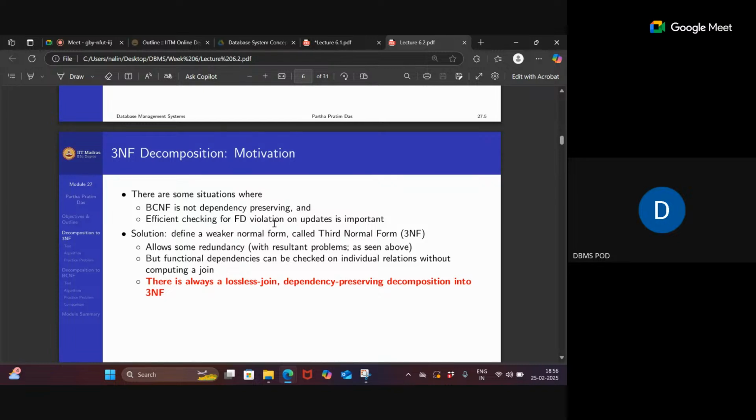What are the desirable decomposition properties we have seen? It must be lossless, and it should also be dependency preserving. But BCNF does not preserve dependencies. So the solution is to go for a weaker normal form, which is 3NF. 3NF will allow some redundancy, as we have seen in the previous table, but 3NF always gives a lossless join and dependency preserving decomposition.